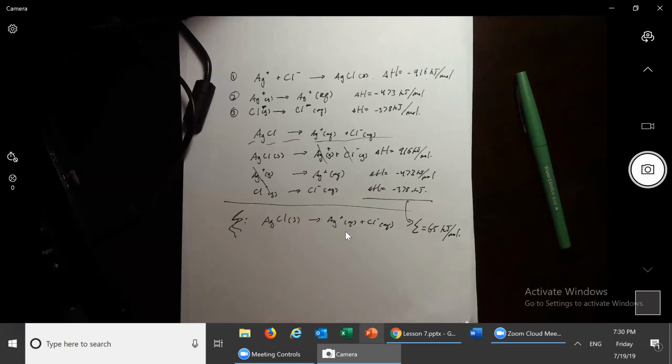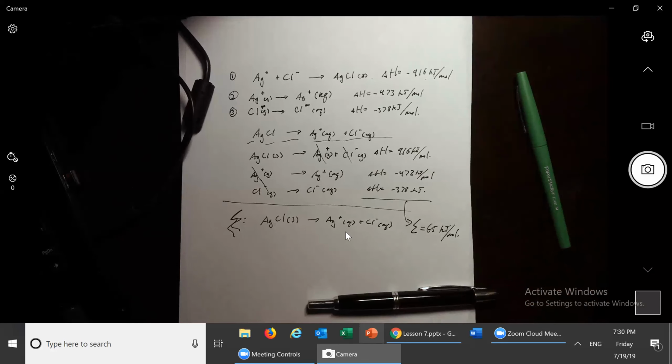One final question. We've calculated our delta H. Do you think it will require energy? Do you think the dissolving of silver chloride absorbs energy or releases energy? Does this process absorb or release energy?